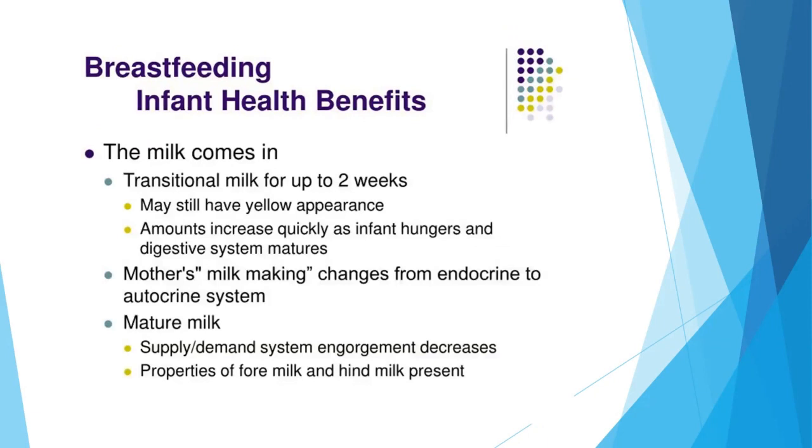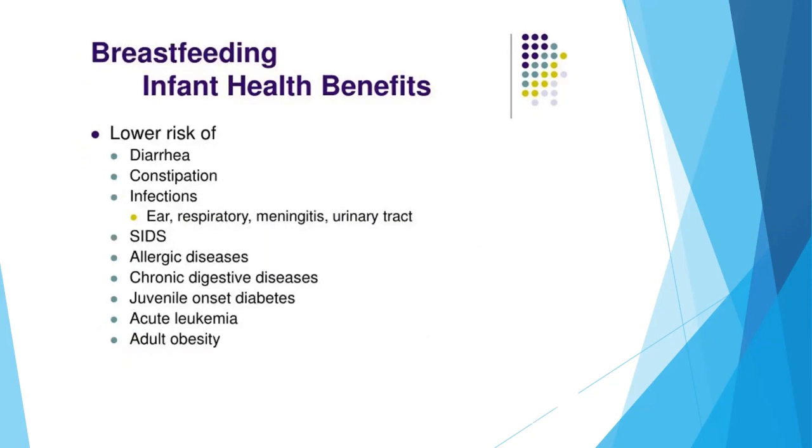The milk comes in as transitional milk for up to 2 weeks, and may still have a yellow appearance. The amounts increase quickly as the infant hungers and the digestive system matures. Mother's milk making changes from endocrine to autocrine system. Mature milk, which supplies the demand system, engorgement decreases. The properties of fore milk and hind milk are present in the mature milk.